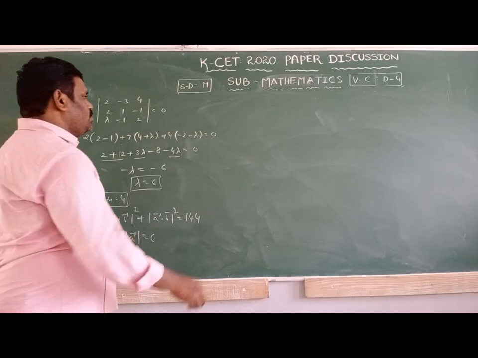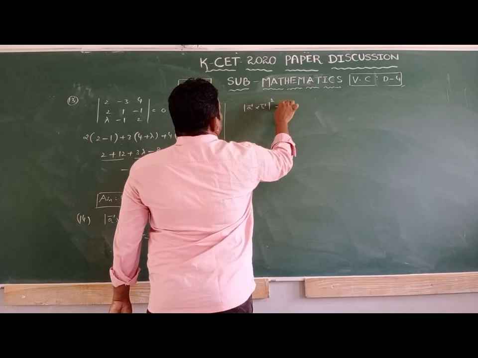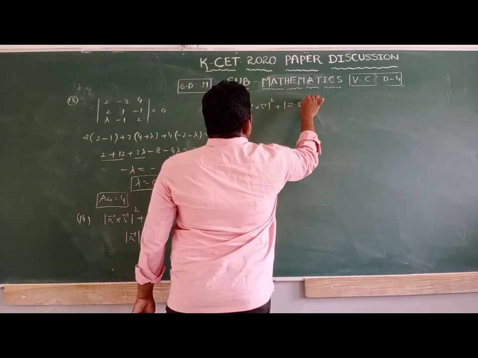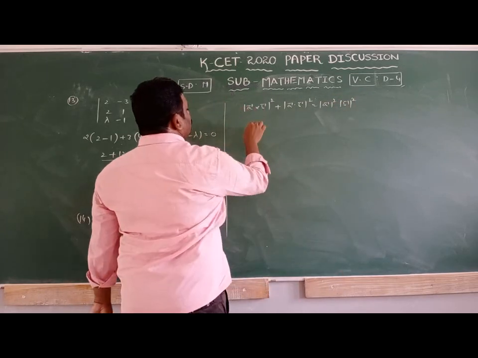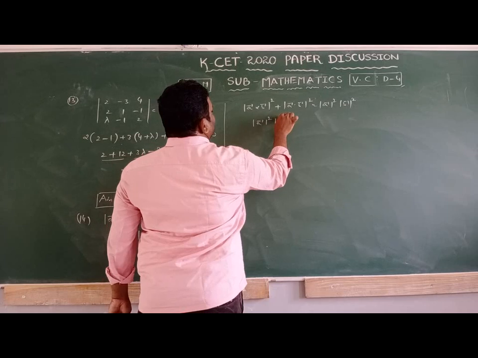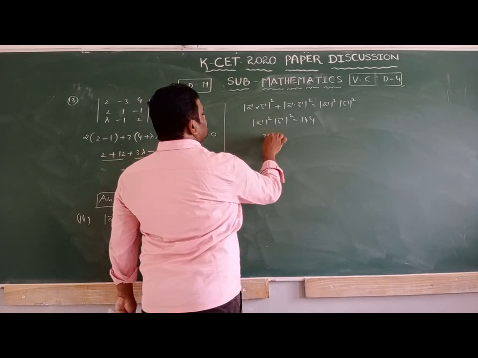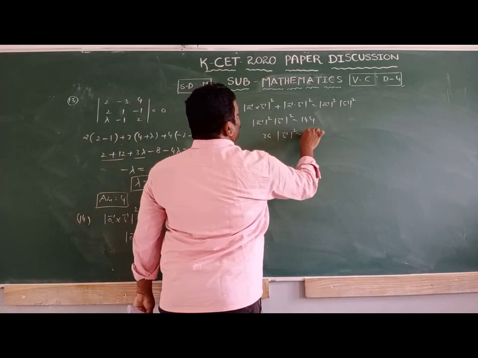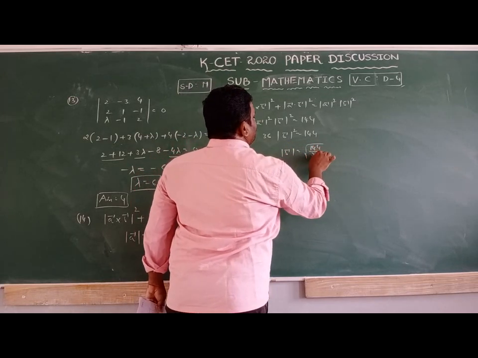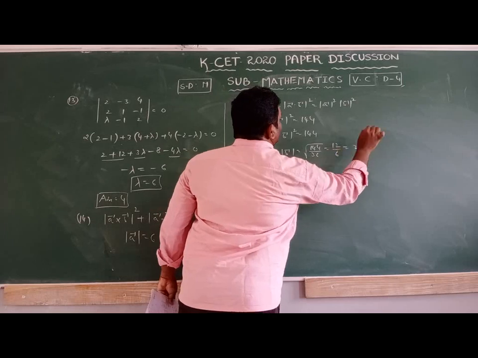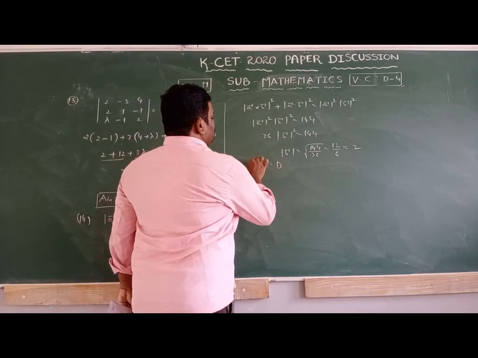Next, if you want the B value, if you remember one condition, this point: (A bar cross B bar) whole square plus (A bar dot B bar) whole square is equal to mod of A bar square times mod of B bar square. If you apply this condition, mod of A square times mod of B square is equal to 144. Mod of A is 6, so 36 into mod of B square is equal to 144. Mod of B is equal to square root of 144 by 36, means 12 by 6, that is equal to 2. So the option is D. Answer is D option.